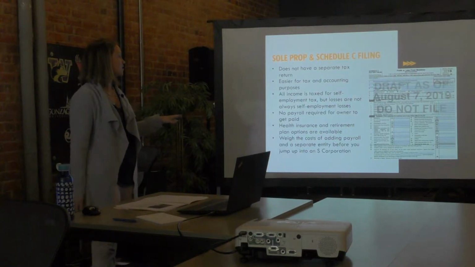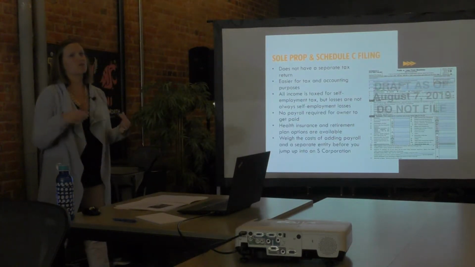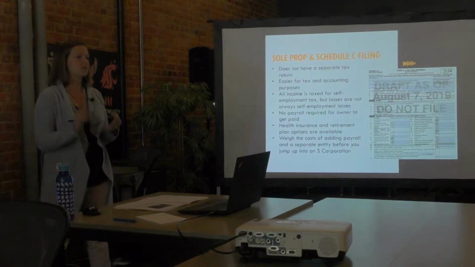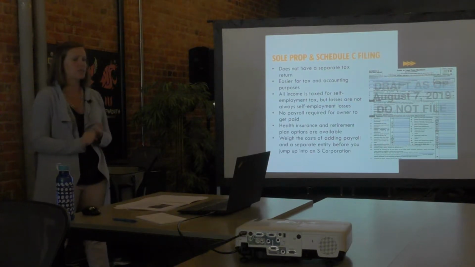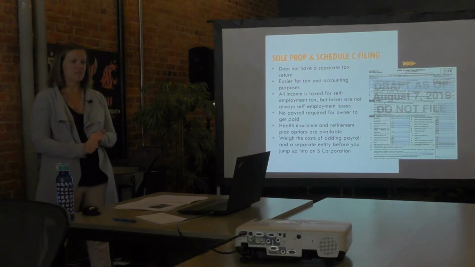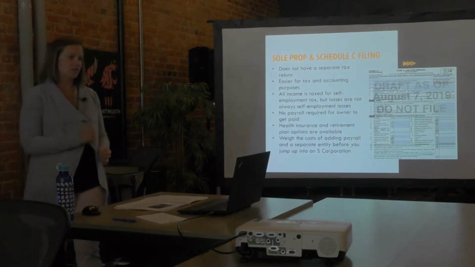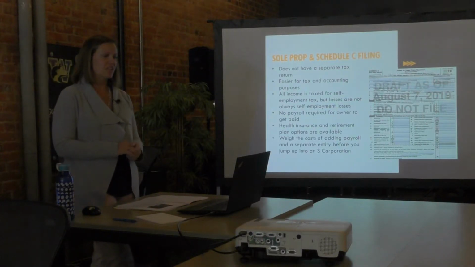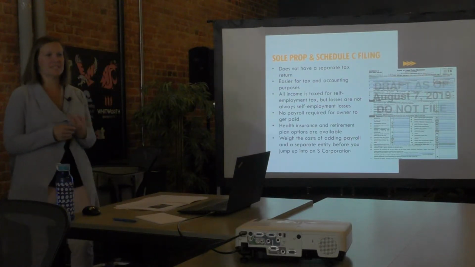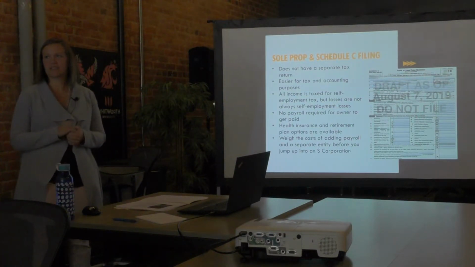And as we talked about earlier, you want to weigh the cost of adding the payroll and paying someone to maybe do your payroll, adding the separate entity piece, and how much more that would cost you to keep all that separate before you jump to an S corp, which was the conversation we had earlier. Any questions on a Schedule C, tax-wise?